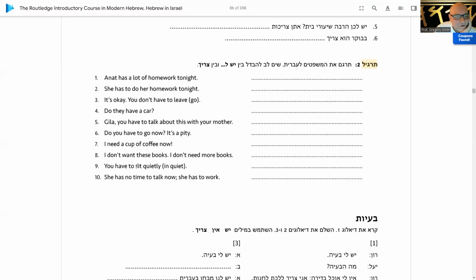Okay, so number 9, you have to sit quietly. And that quiet word, I think that's one that we came across. Yeah, basheket. That's right, basheket. בשקט. Yeah, in quiet.